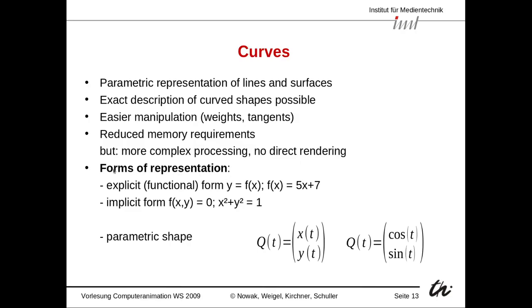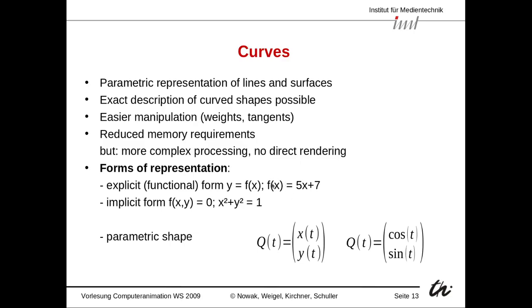So there are different forms of representation. First, the explicit functional form. It's like a function, right? So we have y depends on x using some function f.